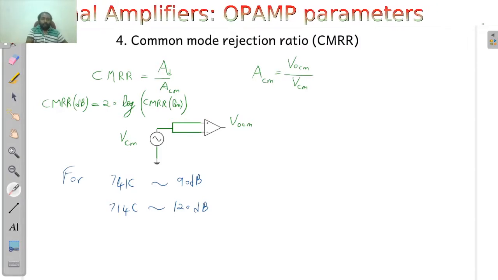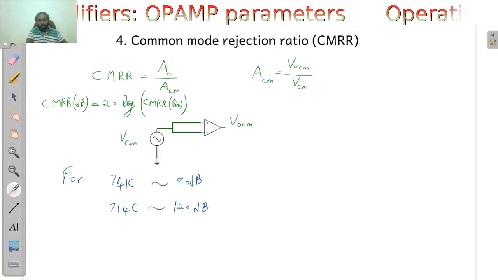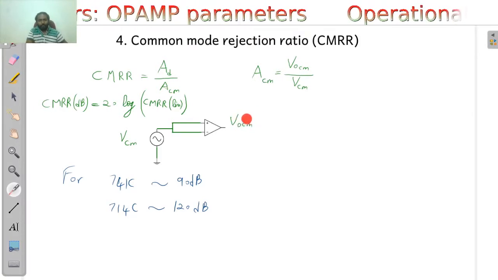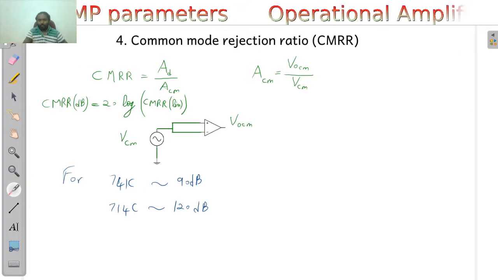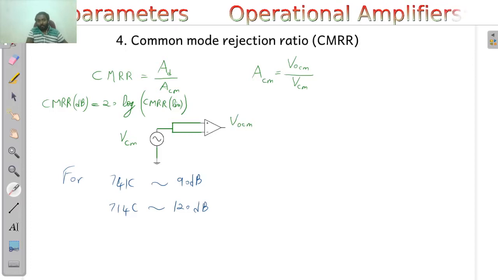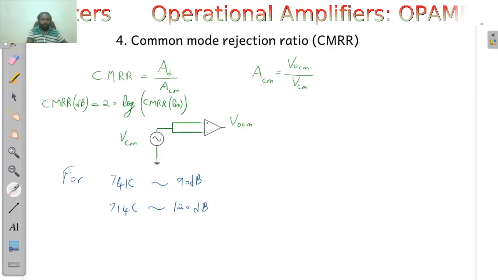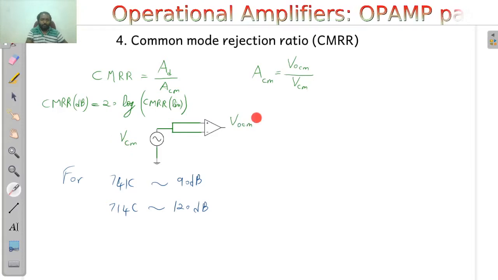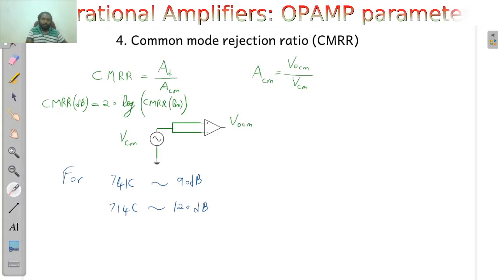Whenever you are having a common mode signal, your operational amplifier should have 0 at the output, but it doesn't happen in reality. There will be a small output voltage. So what is that common mode voltage gain? That is the ratio between output voltage and the input voltage. That will give you the common mode gain. Okay, so that is written here.